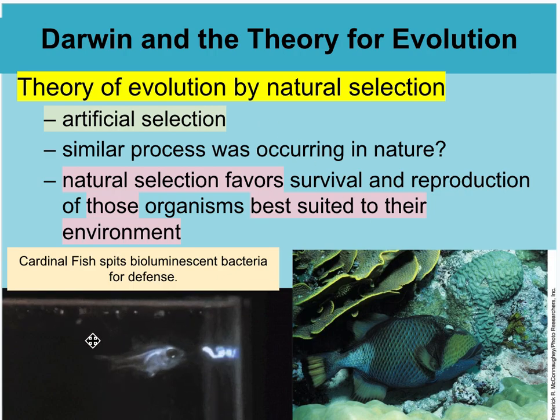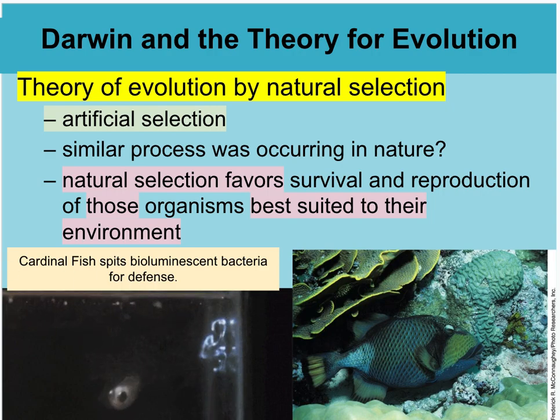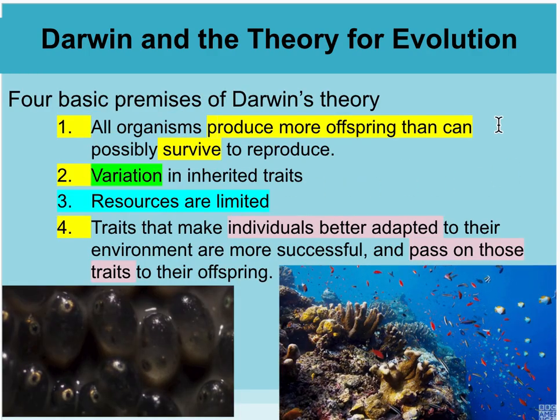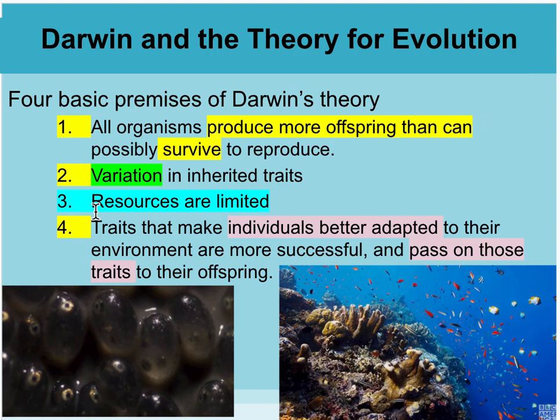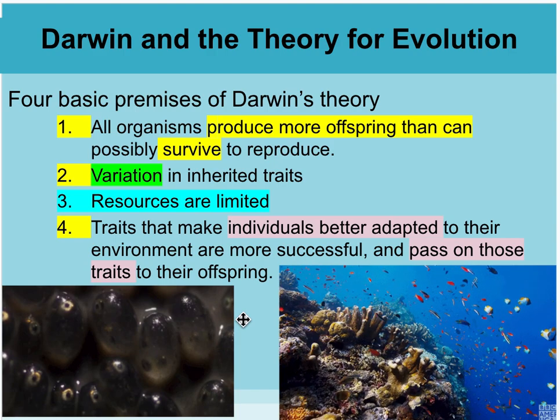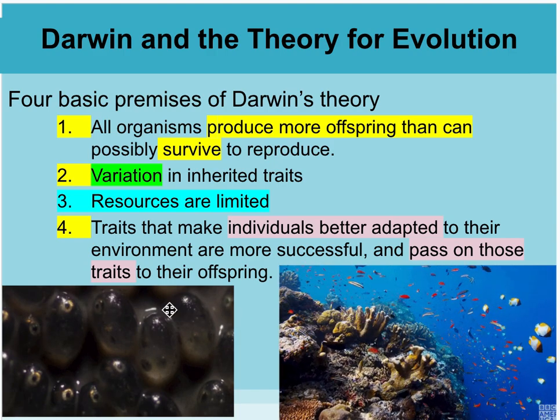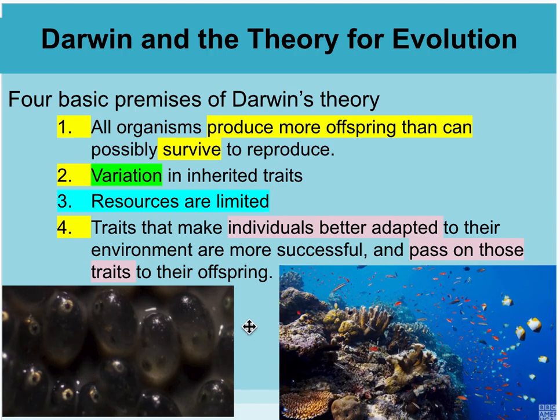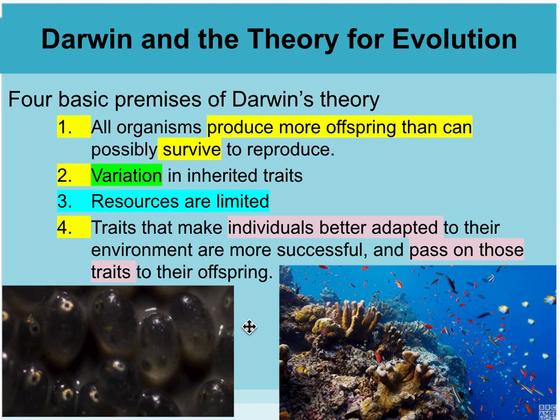This is a really cool fish called the cardinal fish, and it's able to spit bioluminescent bacteria for its own defense. So there are four basic premises of Darwin's theory of evolution. And one is, and look at these fish eggs while I'm talking about this, that more are going to be born than will actually be able to survive. And unfortunately for all these fish babies, they're not all going to survive. There were a lot more eggs laid than will actually make it to adults.